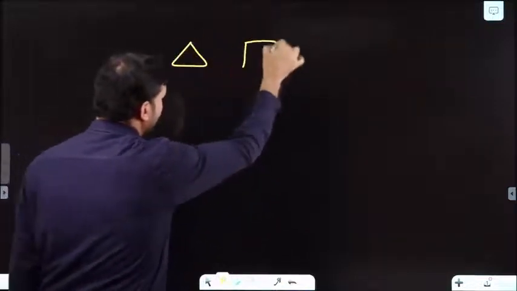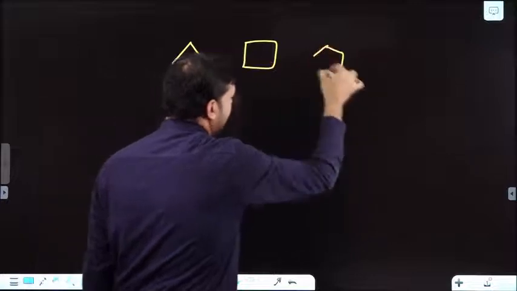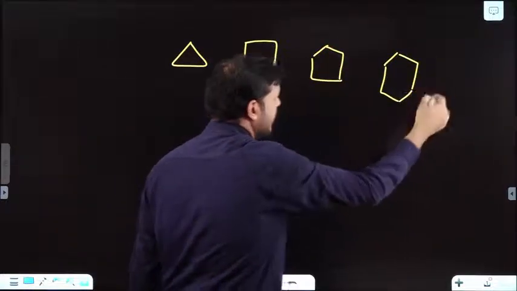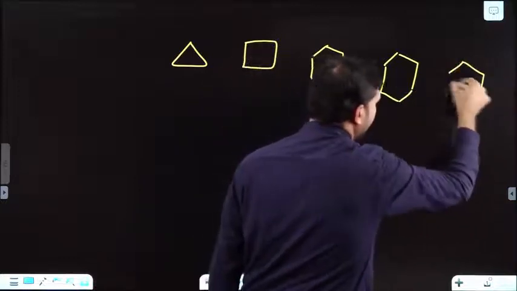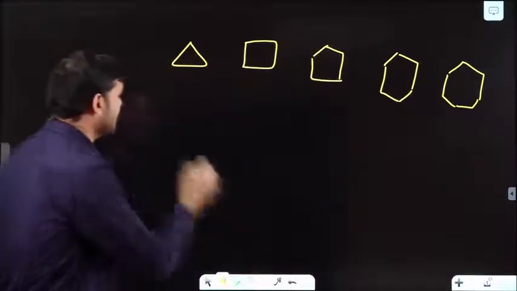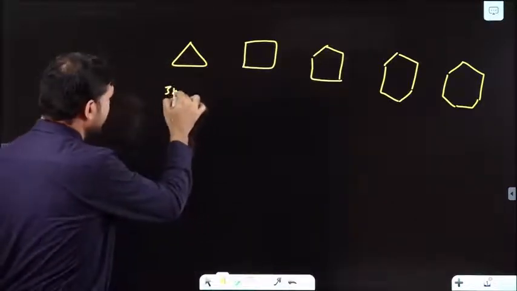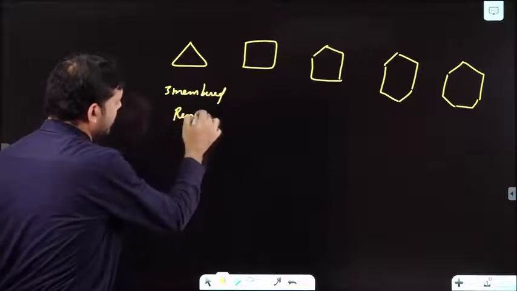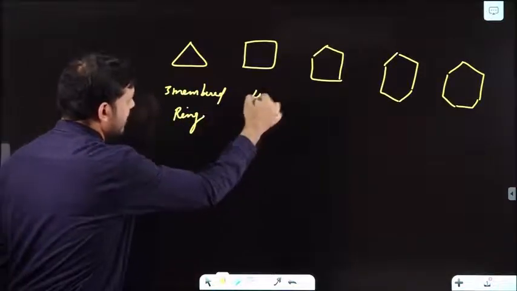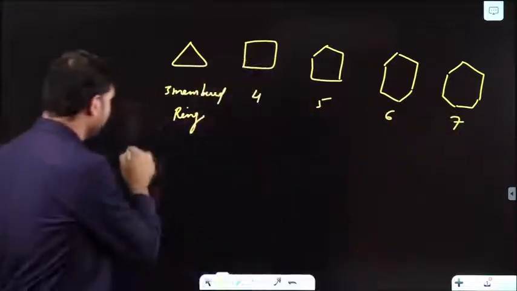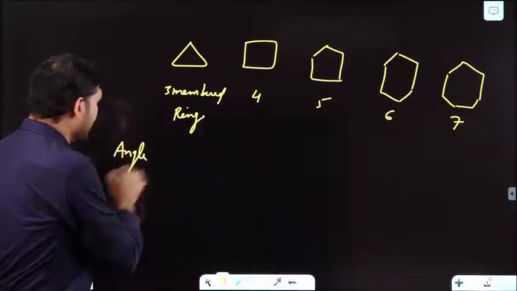3-membered, 4-membered, 5-membered, 6-membered. Here I also have to discuss a few cases of the 7-membered ring. First of all, understand this is a 3-membered ring. This is 4-membered, 5-membered, 6-membered and 7-membered. Angle strain.